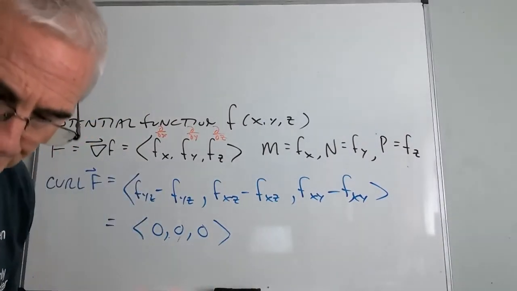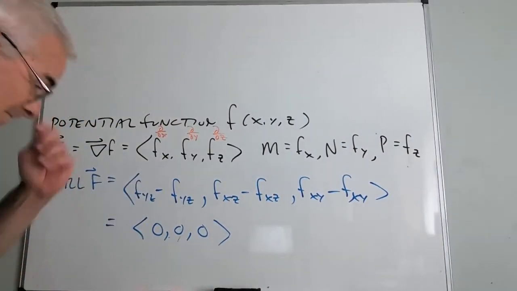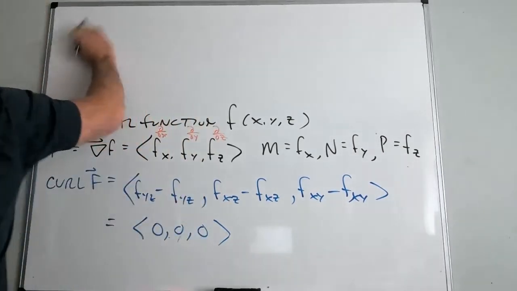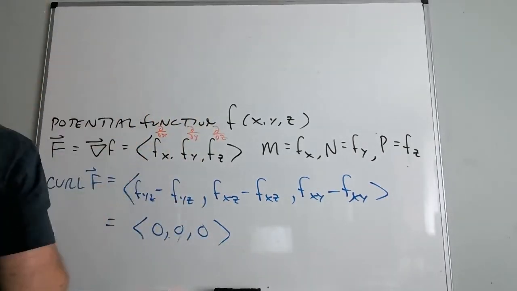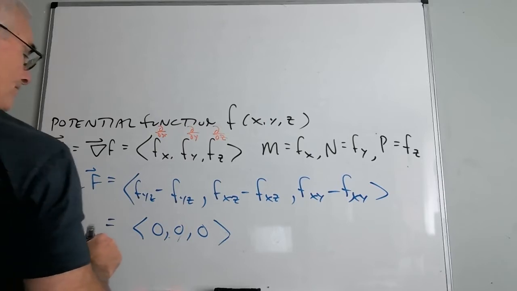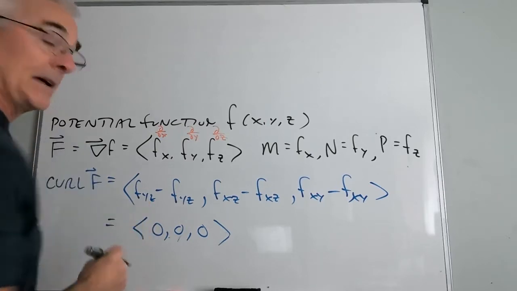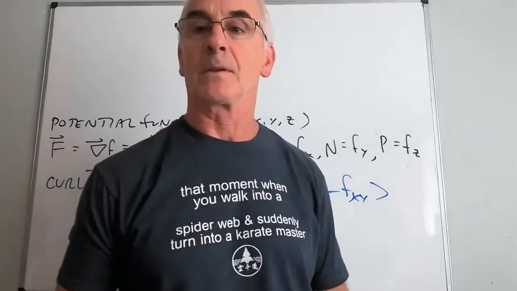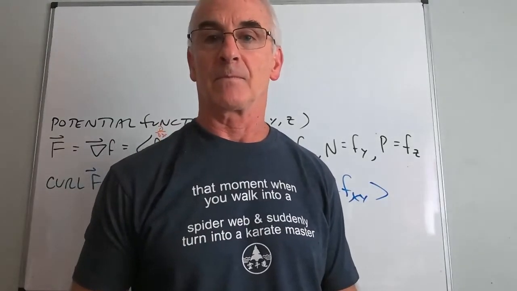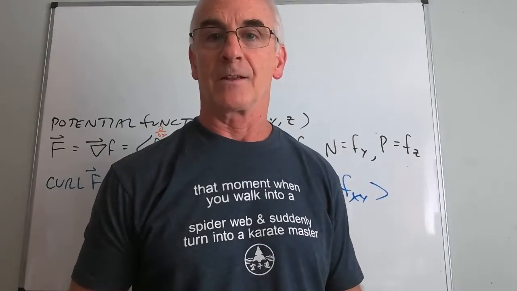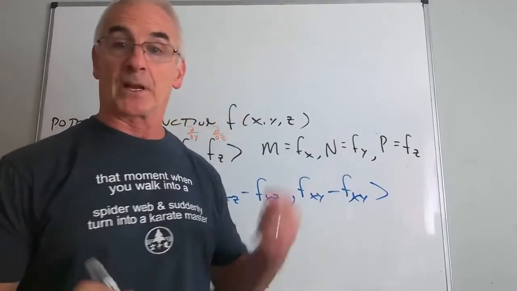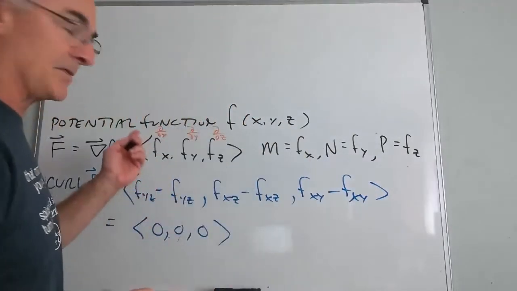Okay, so let's see. I want to try another one. Professor, what's a conservative vector? I'm kind of confused. A conservative vector is one that comes from a potential function. That's the definition. That was last day's lecture.